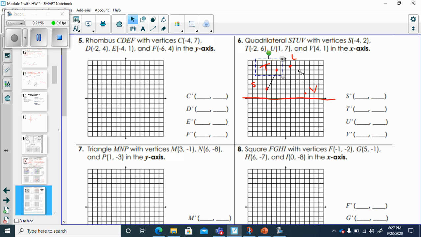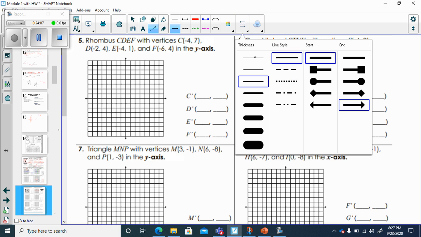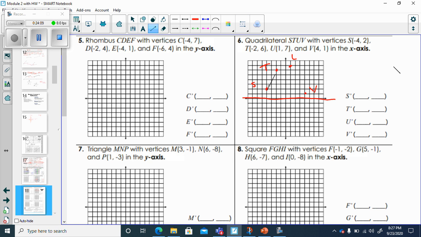From S to T, T to U, U to V, S to V, all right?